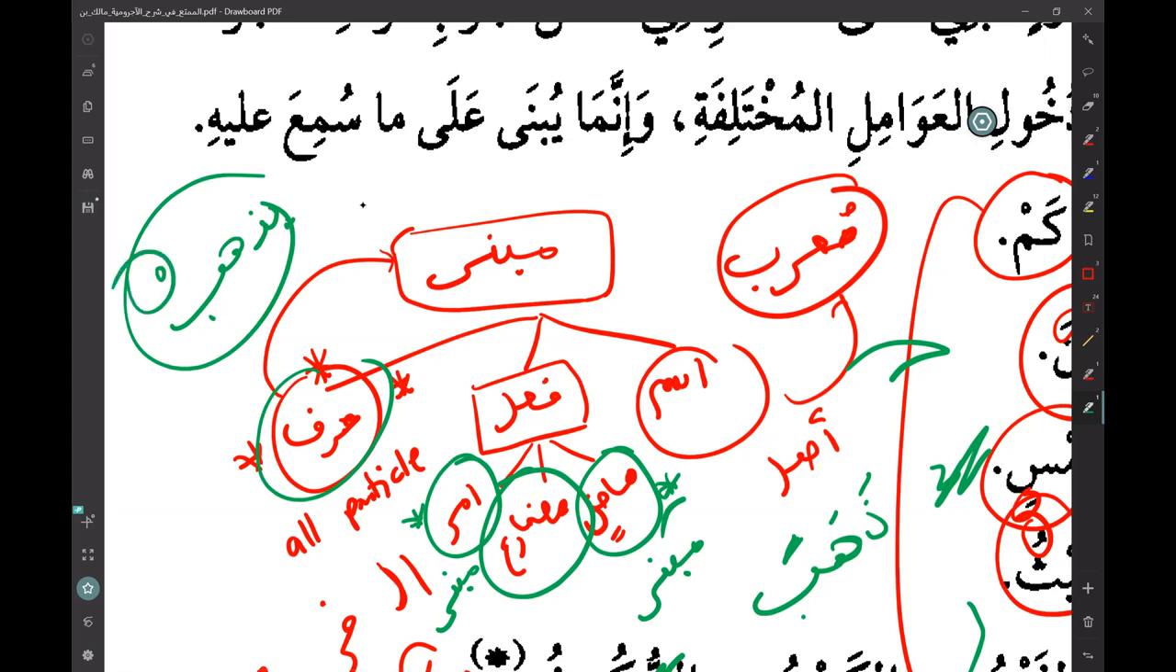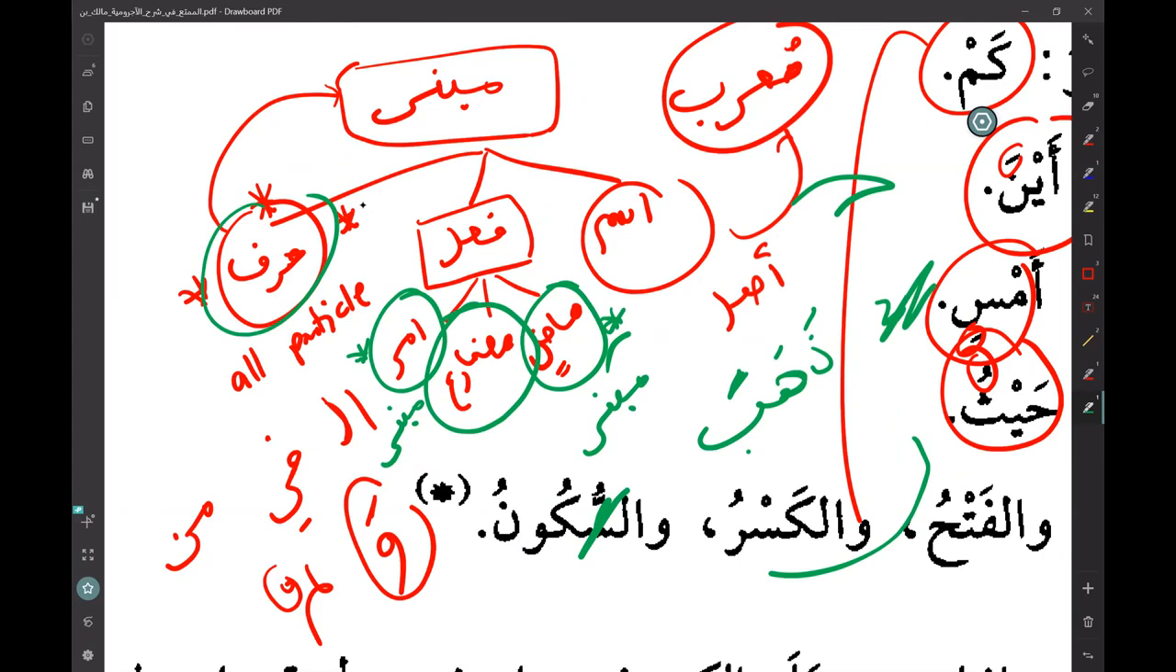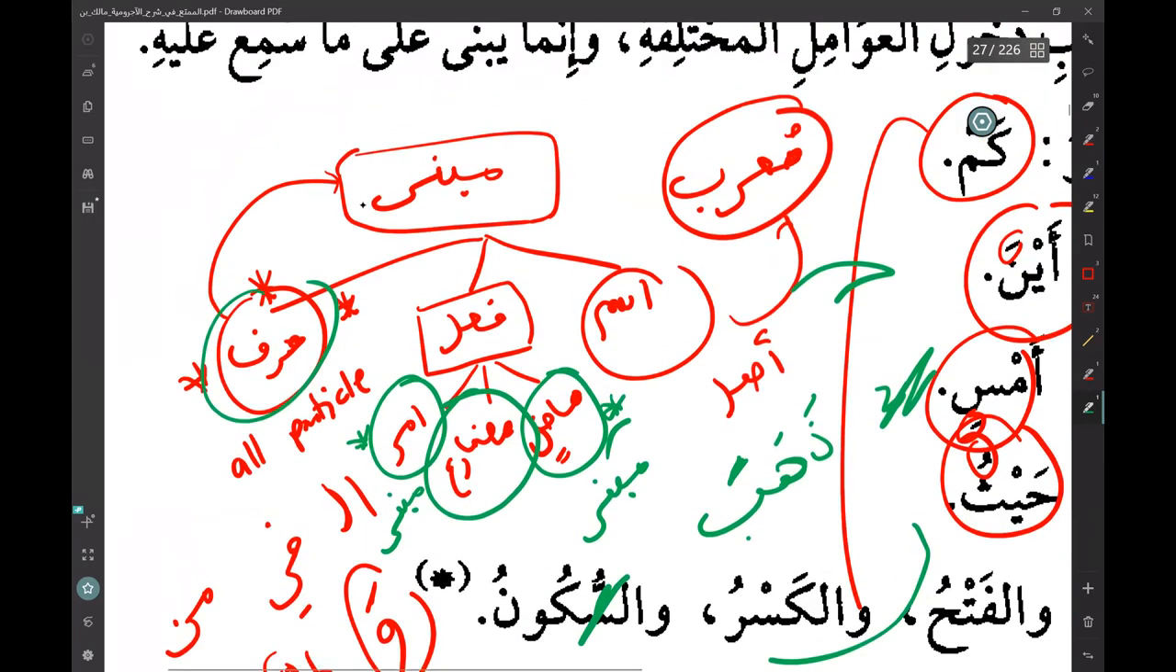Okay, so inshallah we'll be studying this, so don't worry. But right now, because the book didn't explain, I want you to think about and at least get some idea of what the words mabni are. Number one, harf. Number two, past tense and the command verbs. Make sense?